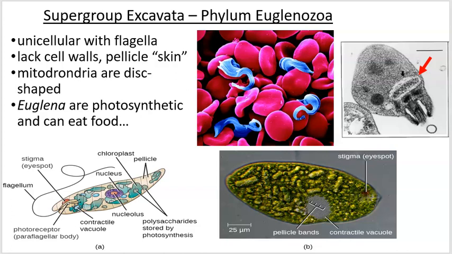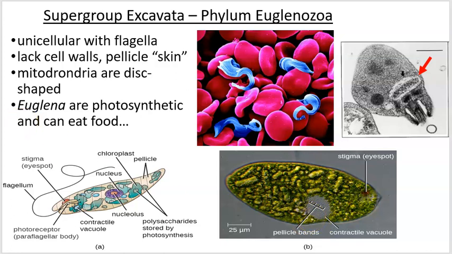They can do photosynthesis, and if you look at the cartoon over here, you can see one characteristic is they do have a flagellum over here. They do lack cell walls, so they do have that pellicle or skin around the outside, and you can sort of see the bands of the pellicle across the contractile vacuole in that picture right there.